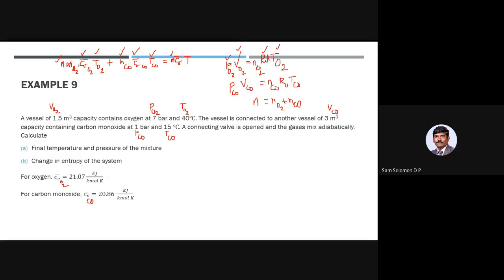And if I have to find out the CV bar of the mixture, if you remember, Gibbs-Dalton's law tells us CV bar of the mixture is equal to summation of Yi into CVI bar. If it is simply CV, it will be summation of Xi into CVI. Because it is CV bar, it is summation of Yi into CVI bar.